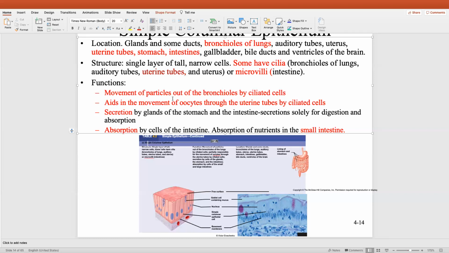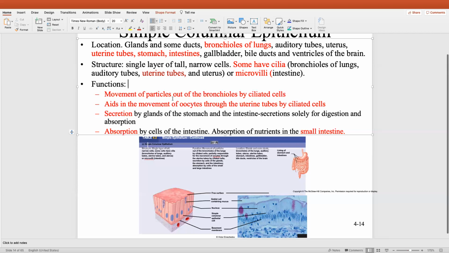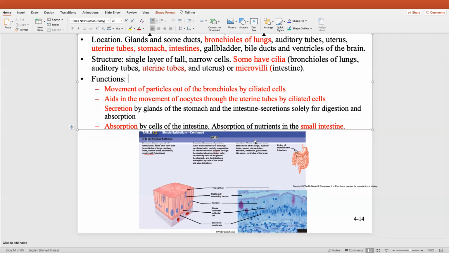So depending on where we see it and what kind of structure is associated with it, we'll have different functions. If we see ciliated simple columnar cells in the bronchioles, it's there to move some kind of mucus out. If we see ciliated simple columnar in the uterine tubes, it's there to move the oocyte into the uterus. If we see it in the stomach and intestines, it's there for secretion and absorption, and usually it has microvilli attached to it. Now, what does it look like on a microscope?